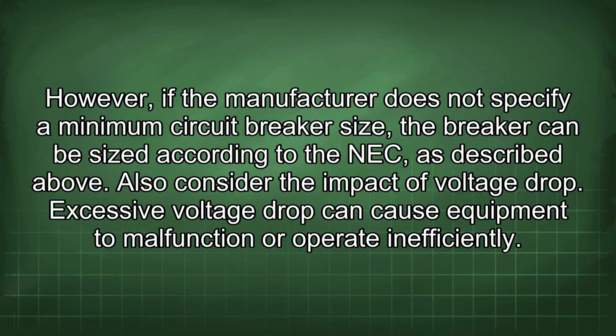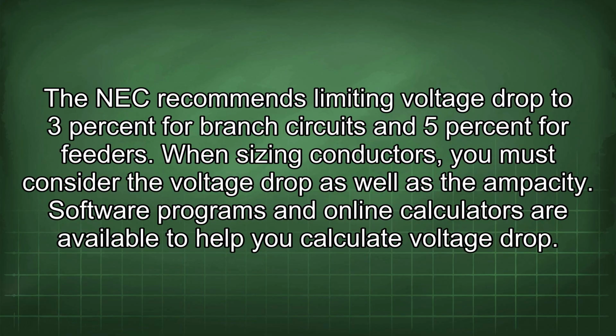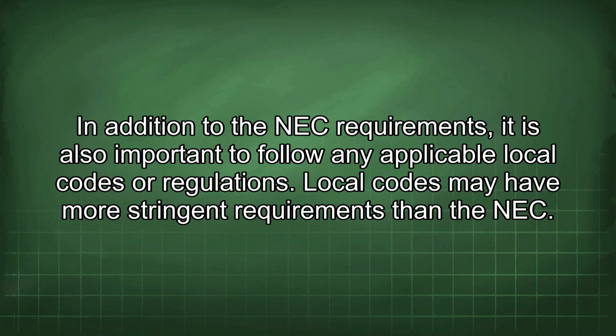Excessive voltage drop can cause equipment to malfunction or operate inefficiently. The NEC recommends limiting voltage drop to 3% for branch circuits and 5% for feeders. When sizing conductors, you must consider the voltage drop as well as the ampacity. Software programs and online calculators are available to help you calculate voltage drop. In addition to the NEC requirements, it is also important to follow any applicable local codes or regulations.